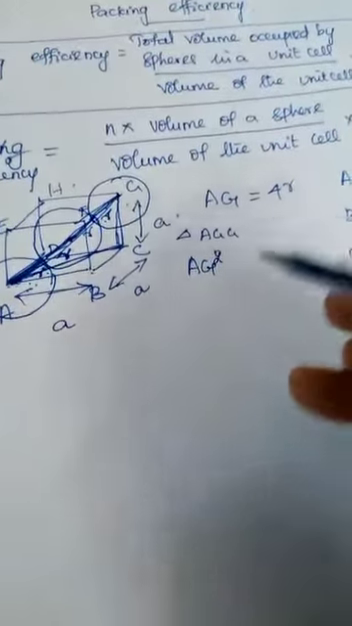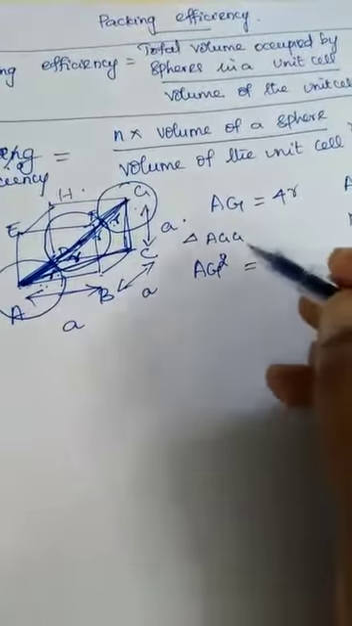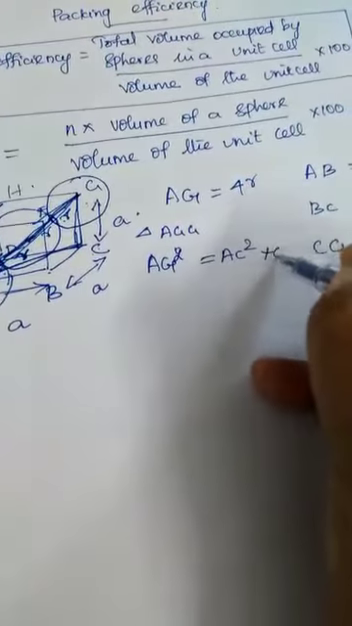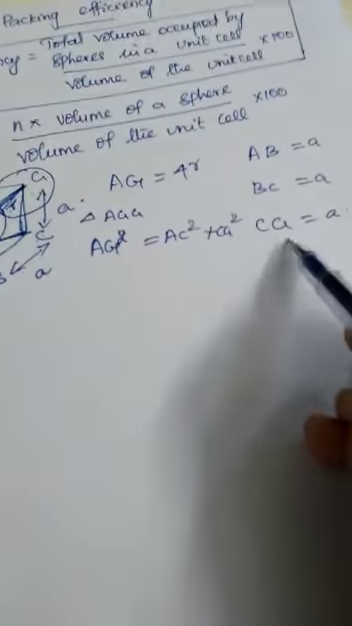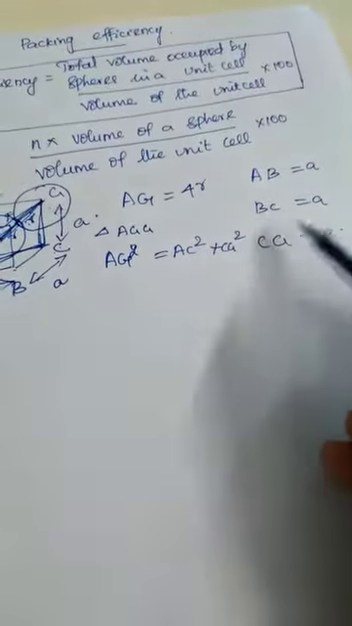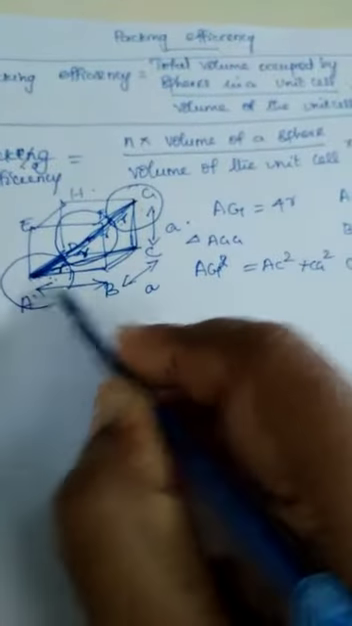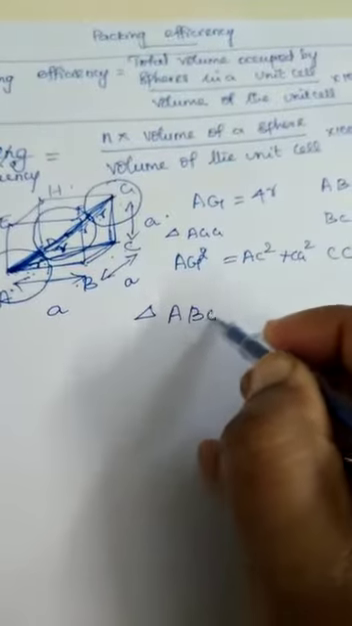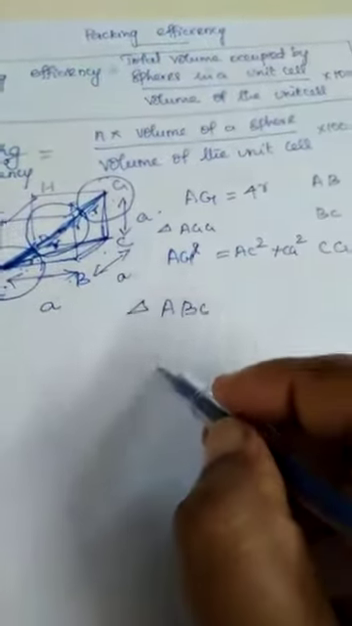I am taking the right angle triangle ACG, where AG square will be equal to AC square plus CG square. So I know the CG value, that is equal to the edge length, that is a. But AC I do not know. So I have to calculate AC before this. To calculate AC, I can take this right angle triangle ABC, where AC is unknown.